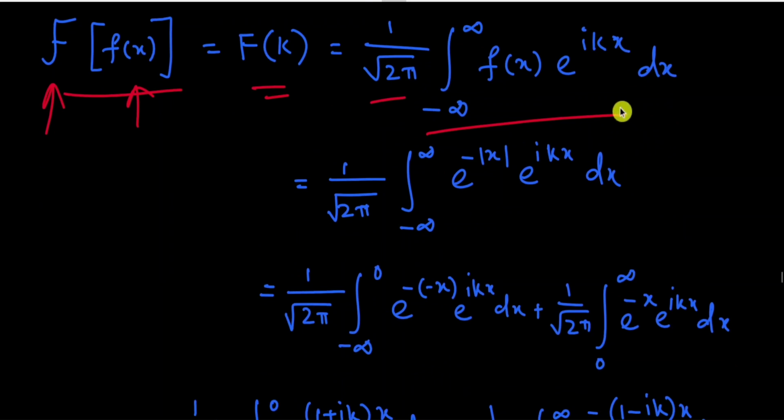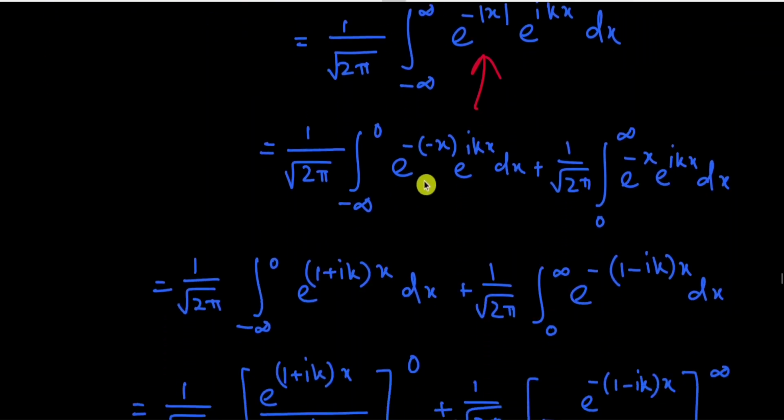This is the formula of Fourier transform. Here the function f(x) equals e to the power minus mod x, and now we break the function e to the power minus mod x from minus infinity to 0 and 0 to infinity. From minus infinity to 0, mod x gives the value minus x, and from 0 to infinity mod x gives the value x. So we break this function.